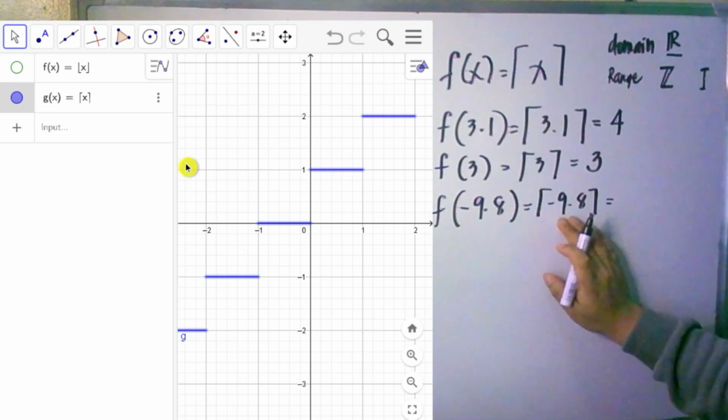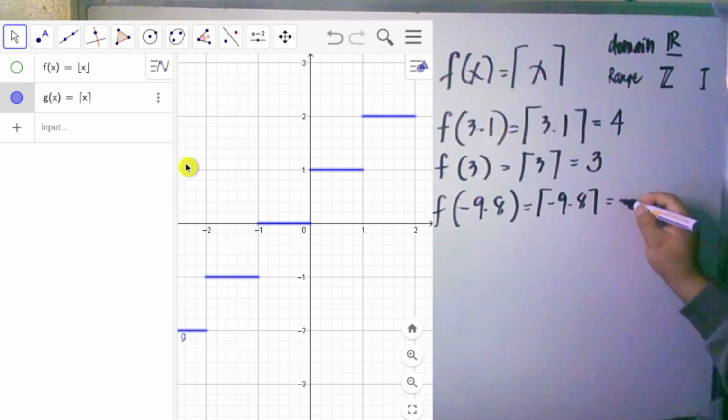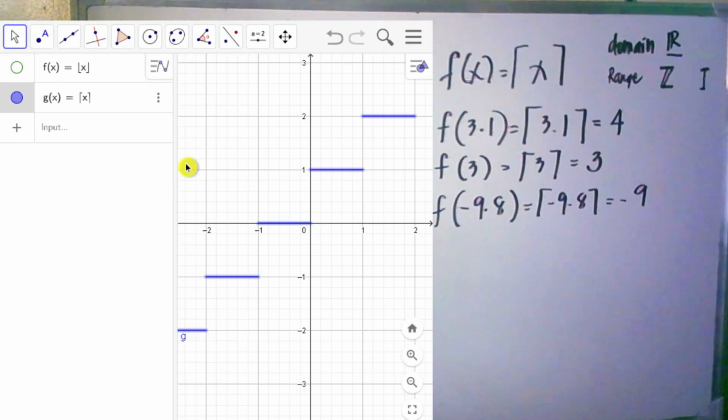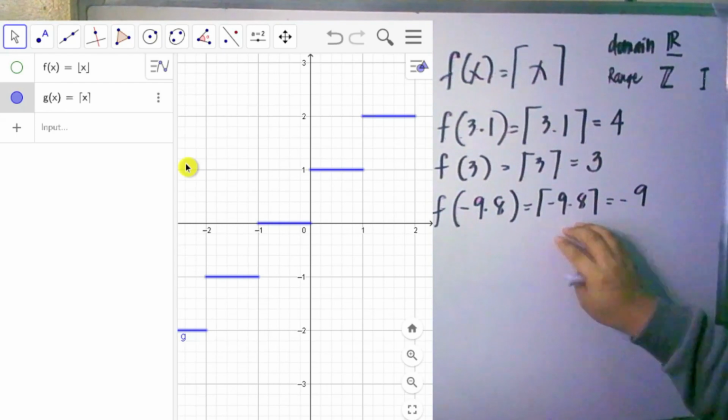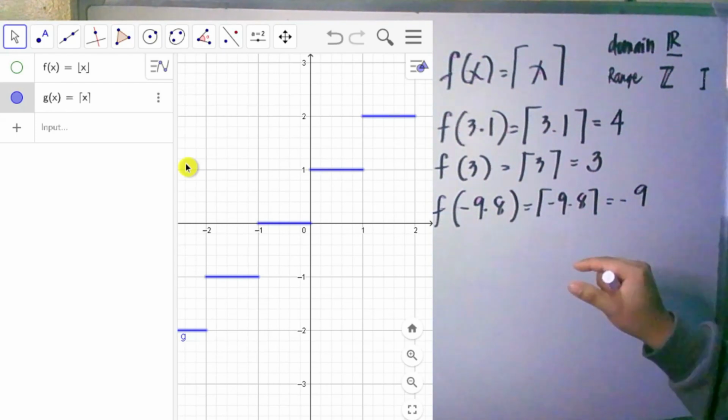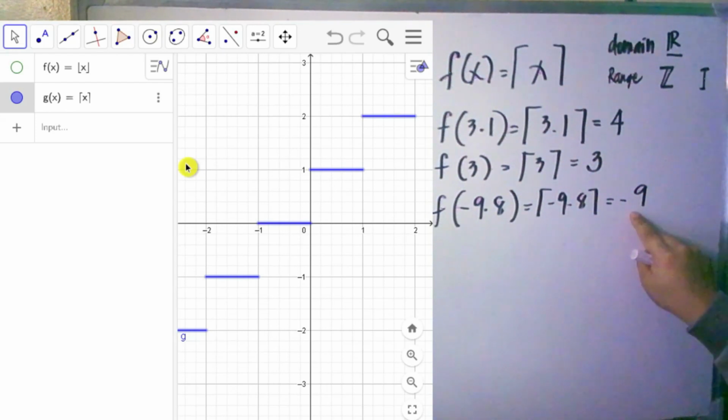It has to be greater than or equal to negative 9.8. And what is that? Tama, it's negative 9. Negative 8? May negative 9 pa, di ba? Negative 8 is of course greater than negative 9.8, but we are taking the least. So, lesser pa rin yung negative 9.